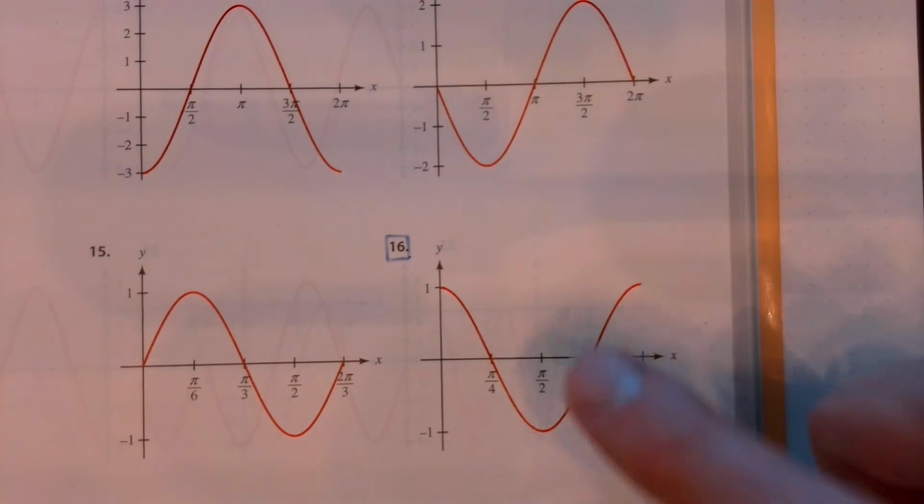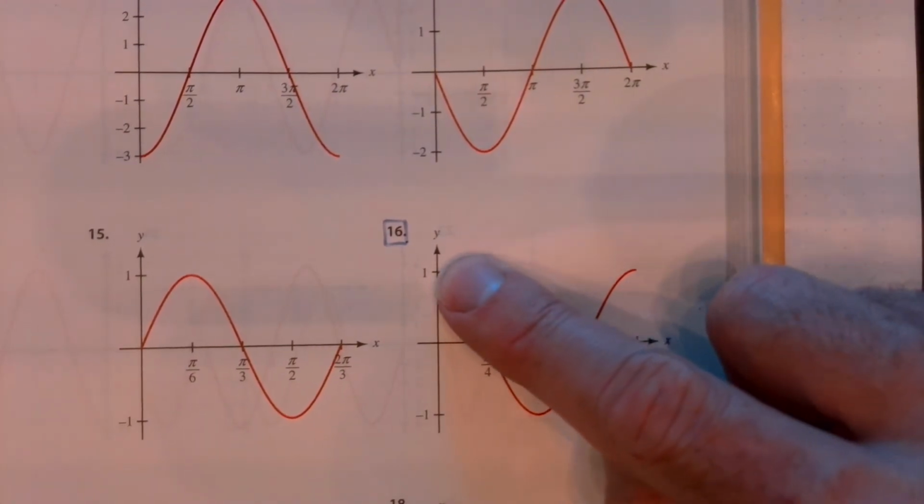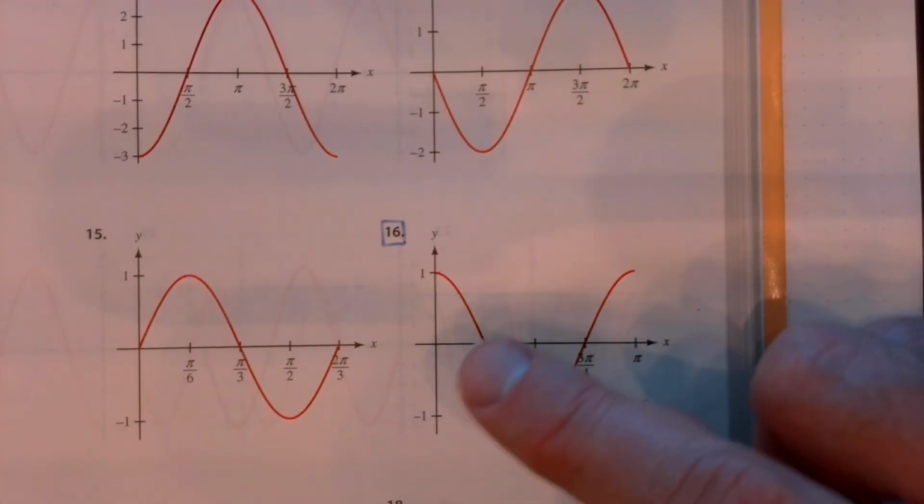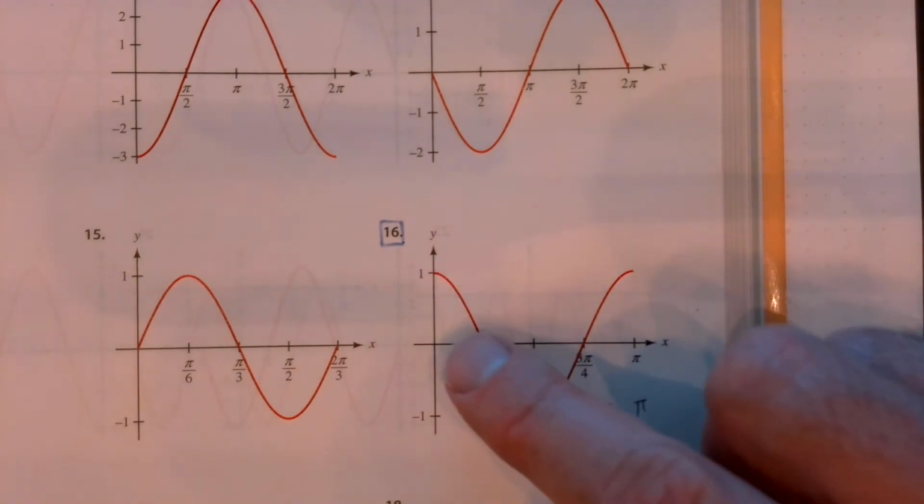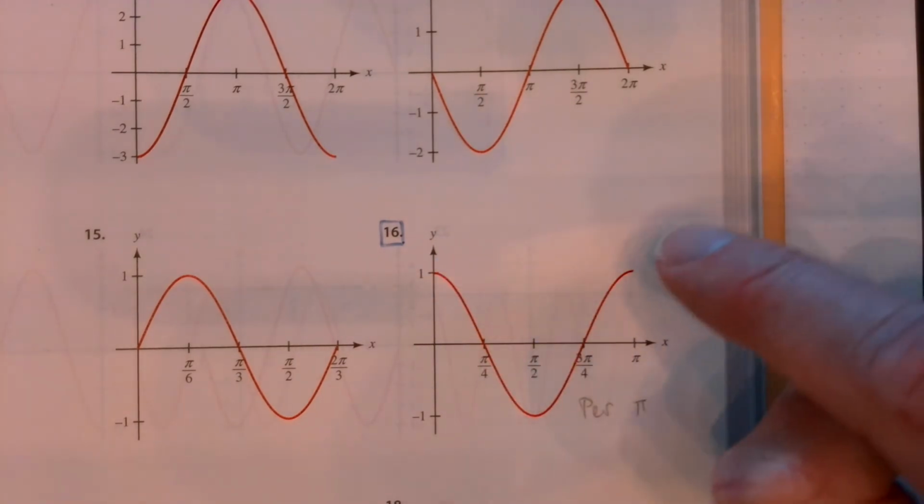How do I know I'm dealing with cosine? Well, the graph starts at the top of a cycle, and that's the pattern for the cosine. Top to the middle, bottom out, back to the middle, up top.